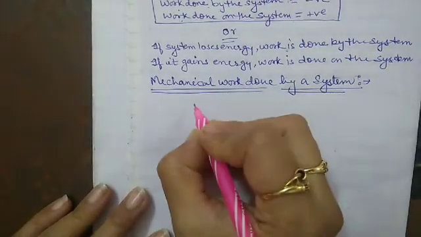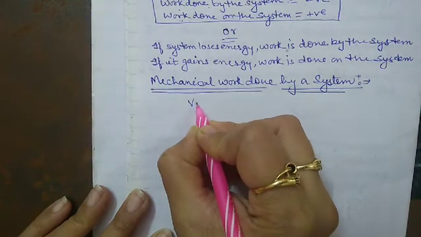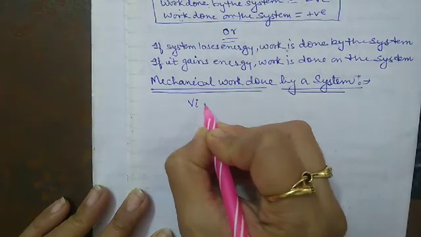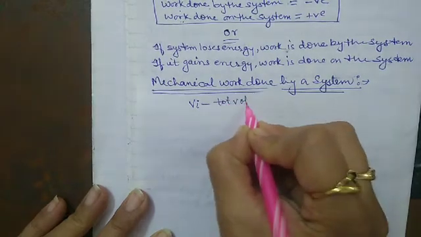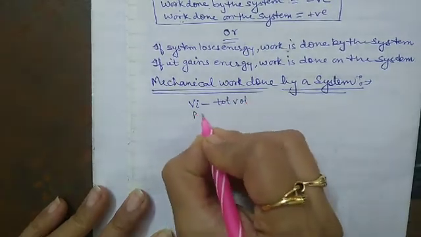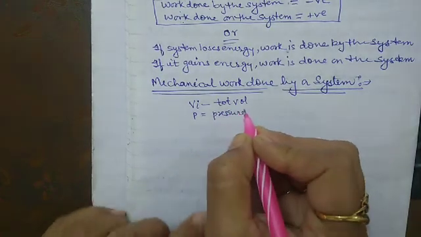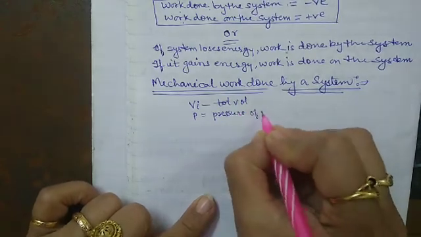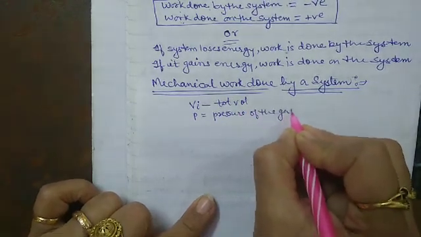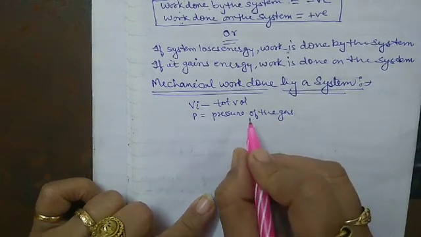Now come to the main part. Suppose VI or VT is the total volume and P is the pressure of the gas. Which gas? The gas present inside the cylinder.